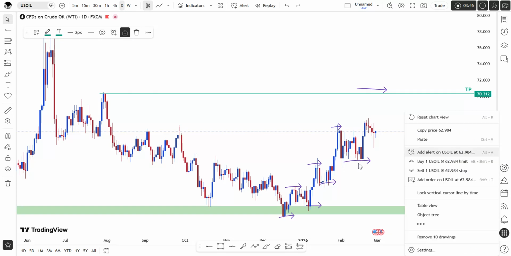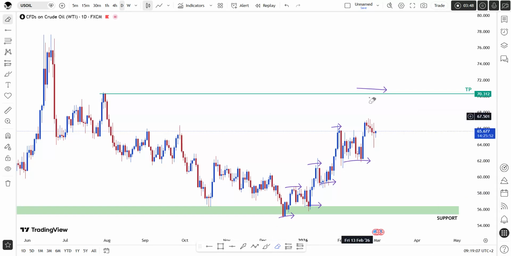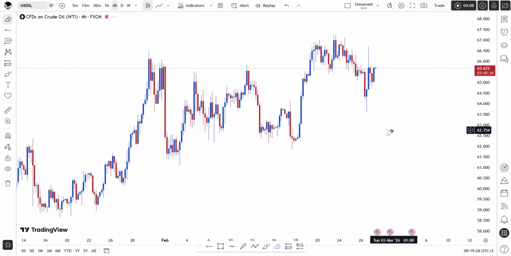So remember, we are just looking for highs and lows, right? So let's go to the H4 time frame and identify those highs and lows. That's what we trade. Remember, highs and lows. Let that sink in your head. Highs and lows. Let's go to the H4 time frame.